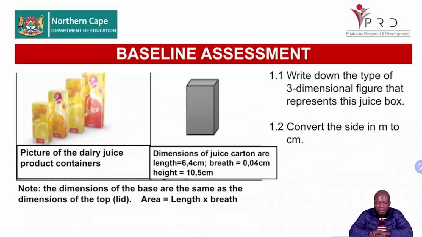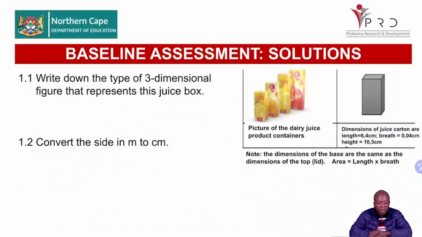Welcome back, learners. So here we have the first question, which says we must write down the type of 3D shape that we see there. And the shape is what? It is a rectangular prism. A rectangular prism.